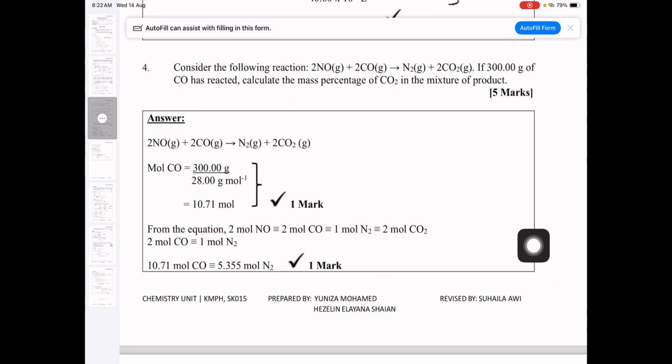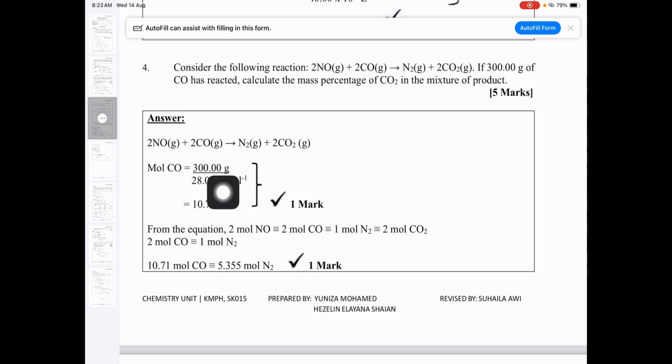Okay, so the last question for set 1. Consider the following reaction. 2 mole nitrogen monoxide reacts with 2 mole of carbon monoxide, producing nitrogen gas and 2 mole of carbon dioxide. If 300 gram of carbon monoxide has reacted, calculate the mass percentage of carbon dioxide in the mixture of the product. So the product is nitrogen and carbon dioxide.